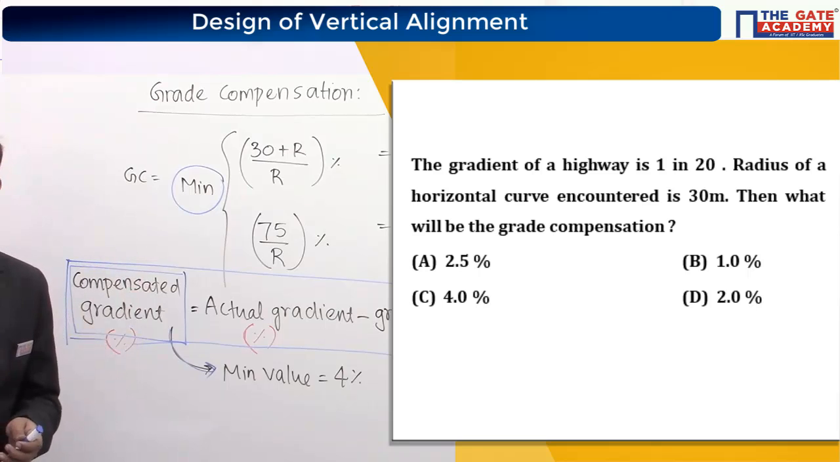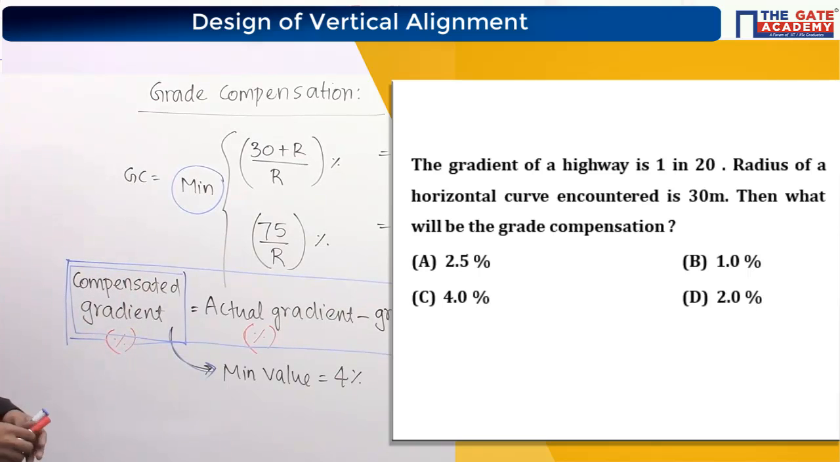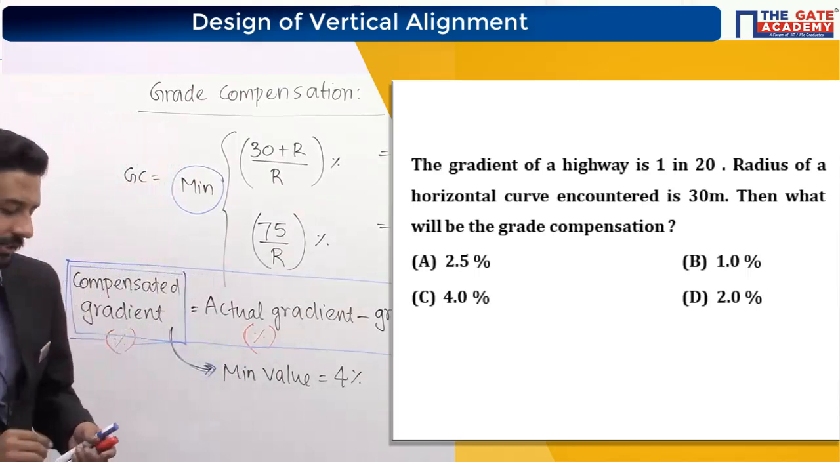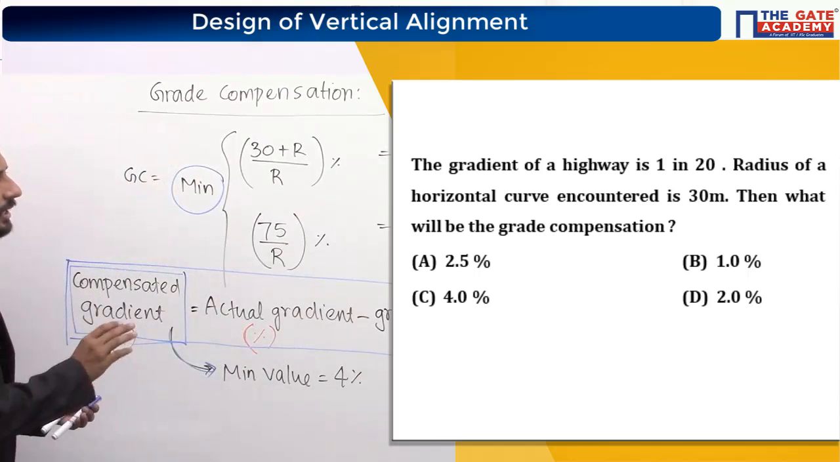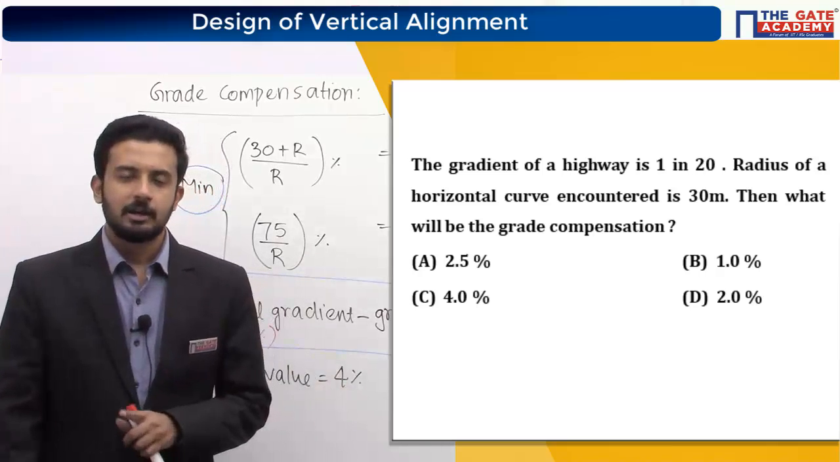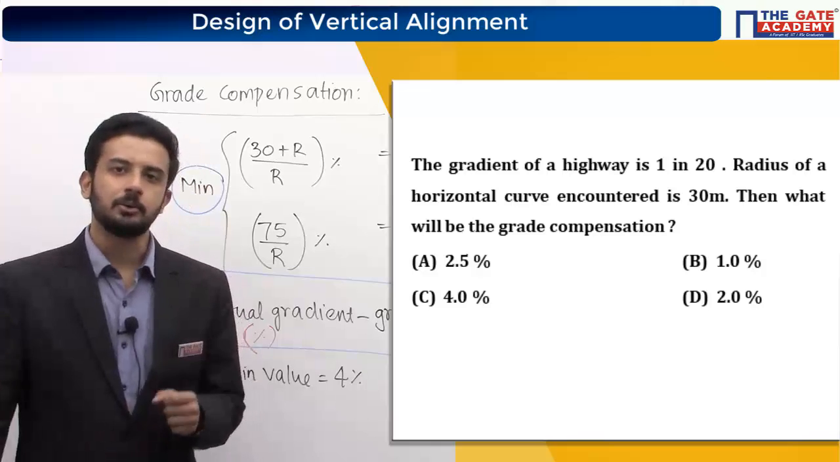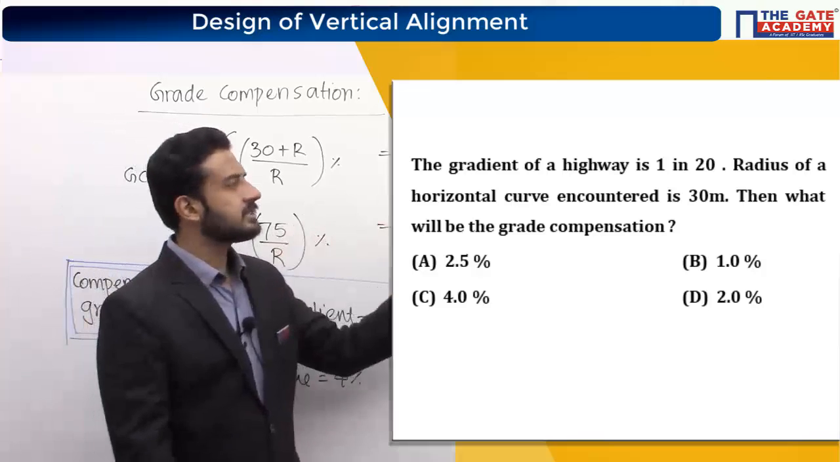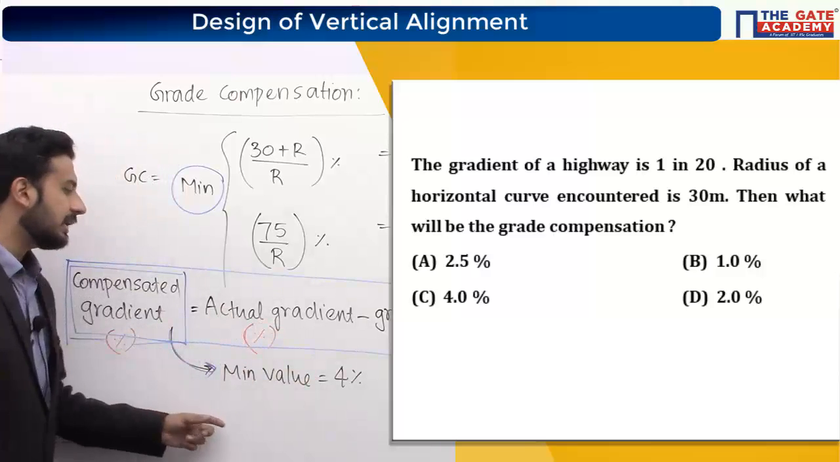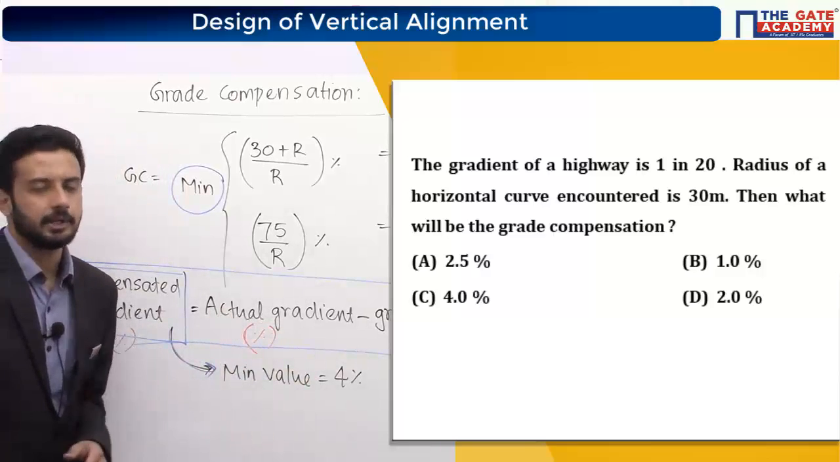Let's wait. It's not C also. Let's wait. What they are asking? They are asking you the grade compensation, not compensated gradient. Listen. Now, directly you are taking 2%. Okay. IRC has given a rule. What is that rule? If you are applying some reduction, after applying the reduction, it shouldn't be less than 4%. That is the rule.